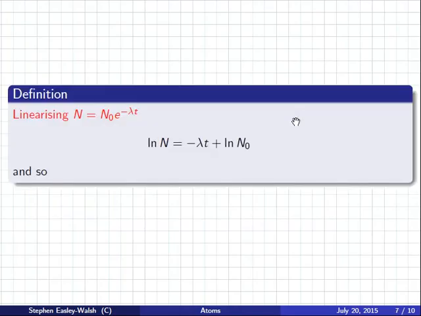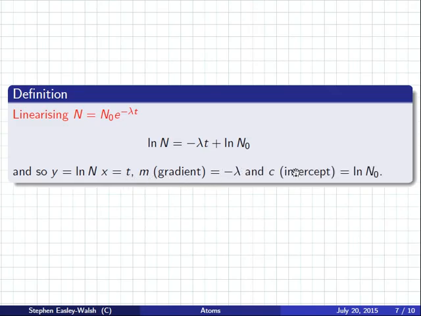So, if we apply log to both sides, we get this equation. And so, y equals log N, x is t, m is minus lambda, and c is log N zero. Well, that's what I just said anyways. Right. Ah, no, it's okay, because you have it from the previous. Okay.